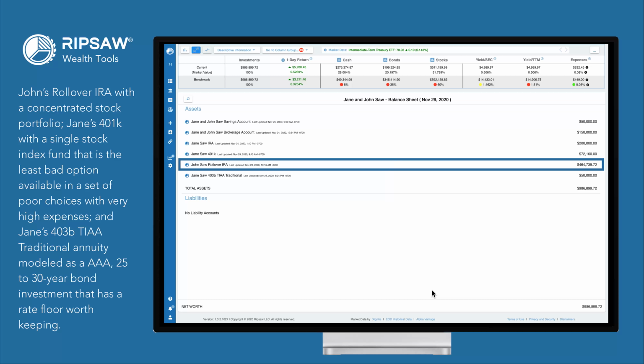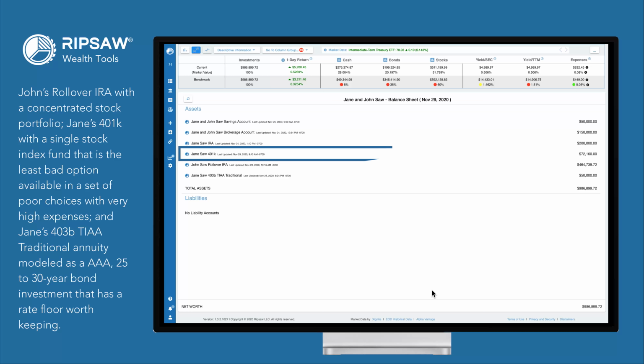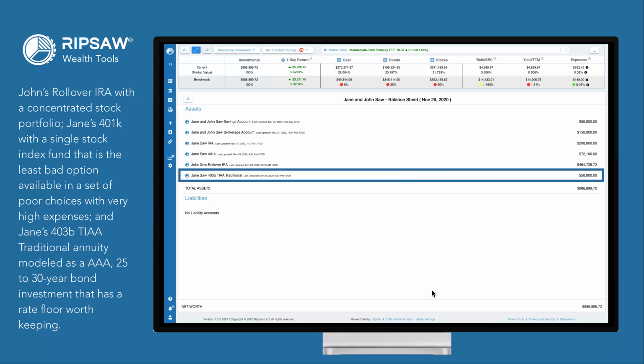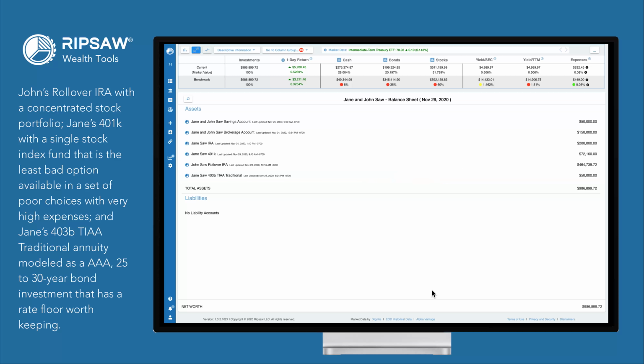John's rollover IRA with a concentrated stock portfolio, Jane's 401k with a single stock index fund that is the least bad option available in a set of poor choices with very high expenses, and Jane's 403b TIAA traditional annuity modeled as a AAA 25 to 30 year bond investment that has a rate floor worth keeping.